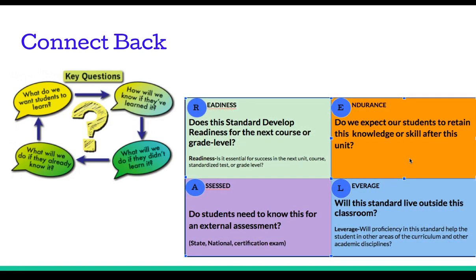So again, like I said, we focused on question number 1 by having that PLC half day where we went through and prioritized our standards using the REAL process.